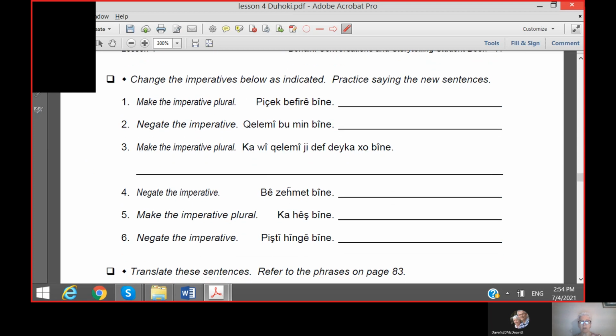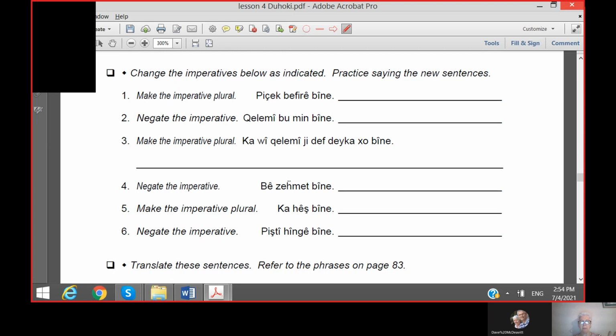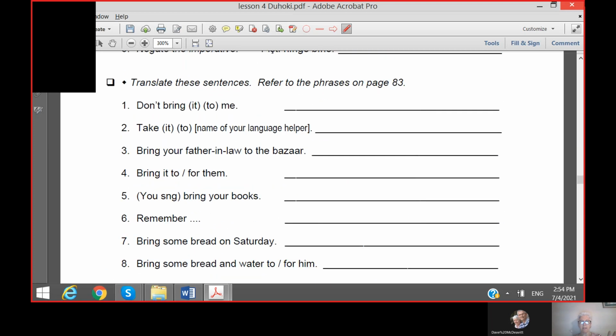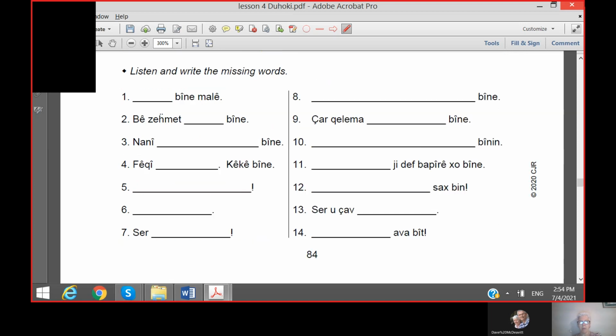Page 84, change the imperatives, practice these with your language helper. Translate sentences. Check the Appendix S. Practice them with your language helper. Listen and write the missing words. Use your audio recordings to listen to this. Write the missing words. Then you say it. Practice it with your language helper.